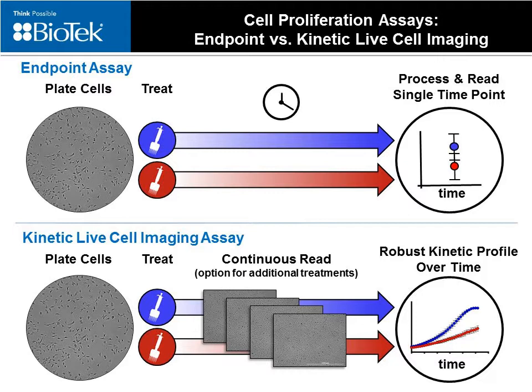In contrast, kinetic imaging-based assay provides continuous monitoring of changes in cell population size, with high-resolution images being captured at regular intervals throughout the experiment. So this enables detailed analysis of cell proliferation over time and produces robust kinetic profiles. And because these reads are done continuously, you have the option of multiple treatments of the cells and monitoring those treatment effects over time.